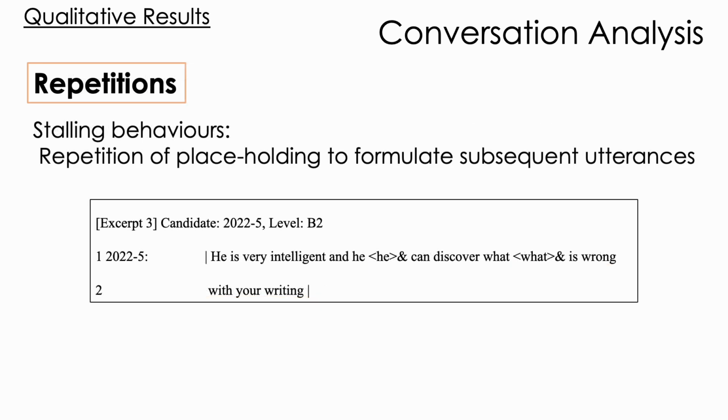This is a major characteristic of repetitions. In excerpt 3, this candidate repeated "he" to construct the next content, then probably "what" was repeated in order to consider the object of discovery. Regardless of level, most of the repetitions seem to be used as stalling behavior in order to allow formulation of the ideas, content, and expressions of subsequent utterances.